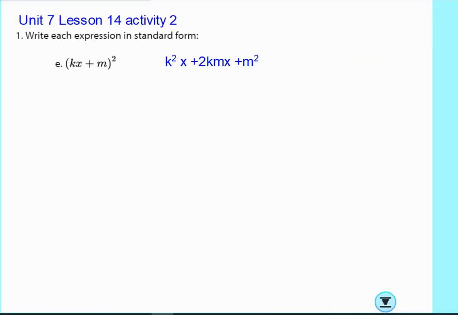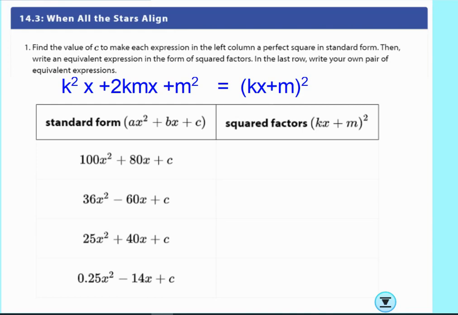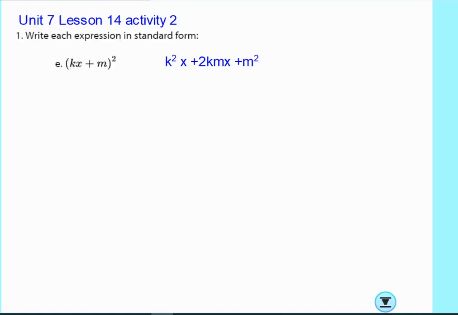All right. Welcome to 14.3, When All the Stars Align. Before we get going on this activity, I want to check in with you on lesson 14, activity 2. The very last expression, which you did in your discussion, was write each expression in standard form. So this was the last expression. I just wanted to make sure that we agreed on this binomial squared is equal to this trinomial, right?